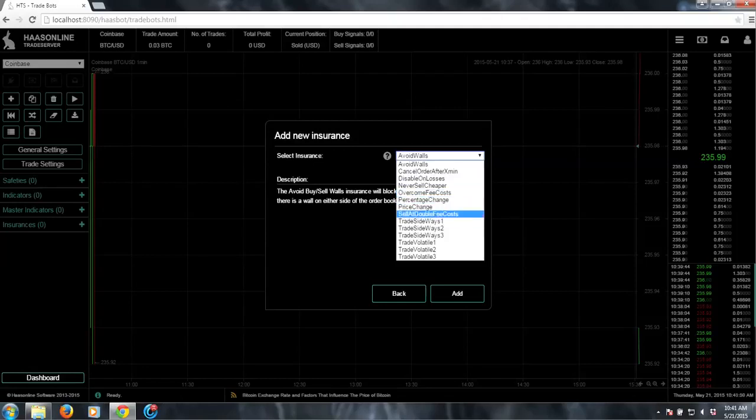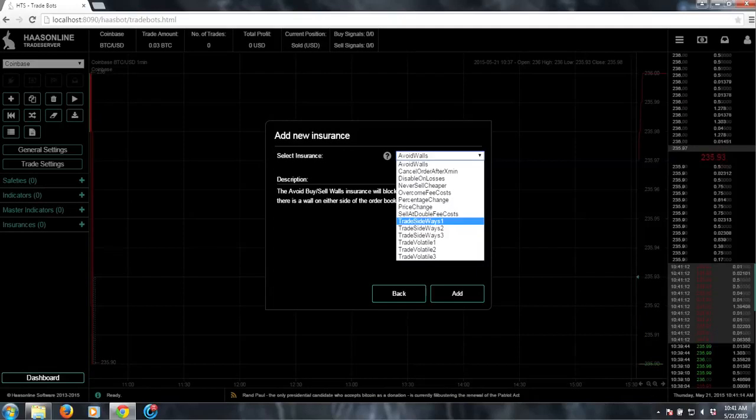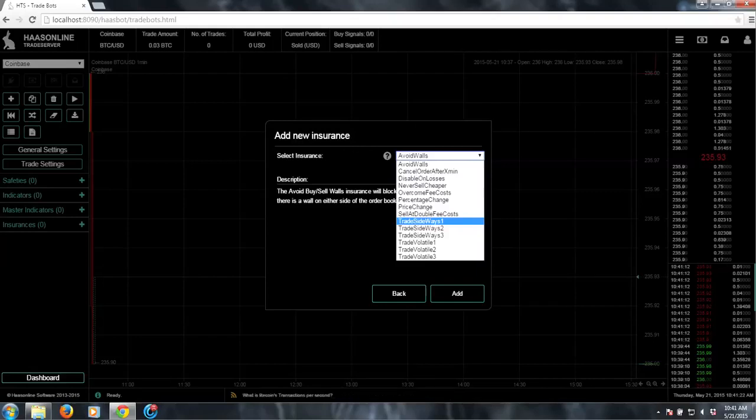Same thing for double fees. If it doesn't cover at least double the fee costs, then it'll block trades. For avoid walls, it will stop trading when there's a wall detected. So basically there are special conditions that allow trades or block trades from indicators. These do not get evaluated for safeties, however. So keep that in mind.